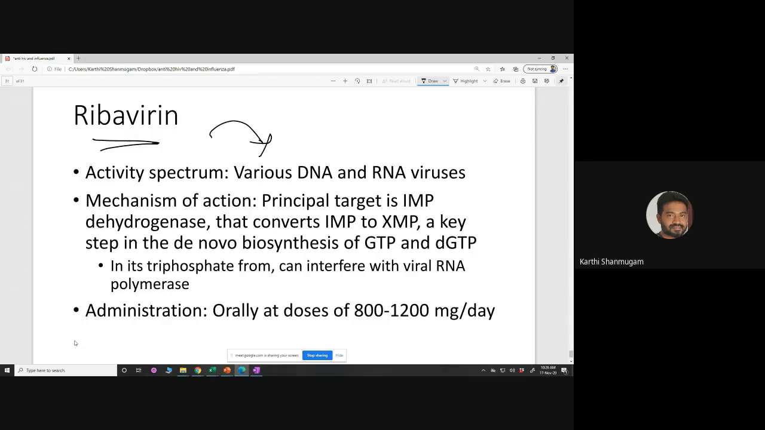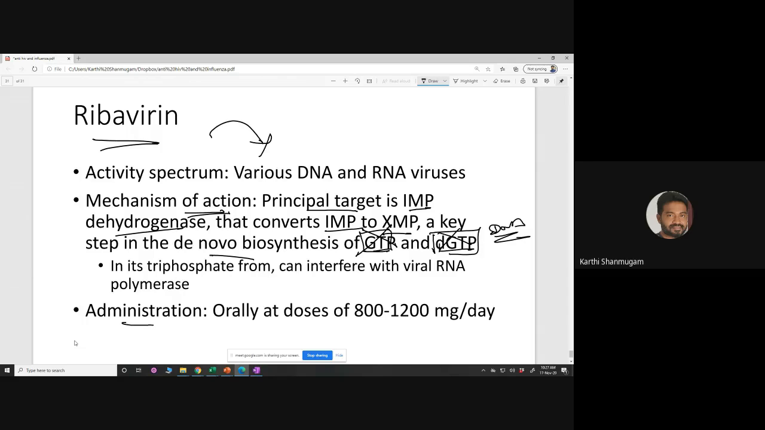The mechanism of action of this drug molecule is that it targets IMP dehydrogenase, which converts IMP to XMP, a key step in the de novo biosynthesis of GTP and dGTP. We have to accept that GTP and dGTP are very crucial for the synthesis of DNA. Since it prevents the conversion of IMP to XMP, we can stop the production of GTP and dGTP.